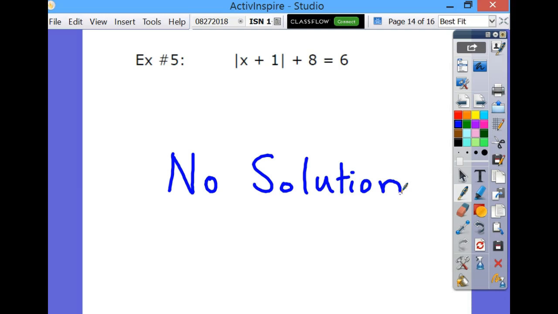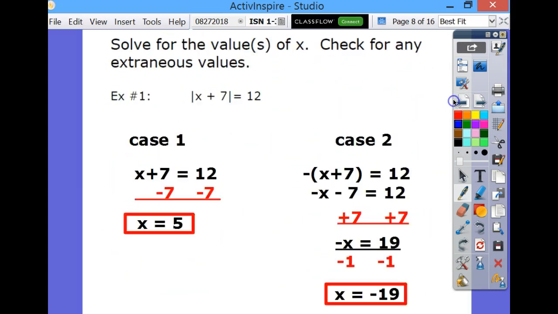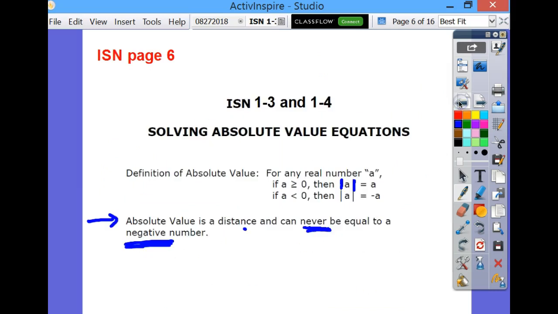What was the first step that we did? Yeah, so x plus 1 is equal to -2. Got that far? That was our first step. What does it say back over here on the first page? The absolute value can never equal a negative number.